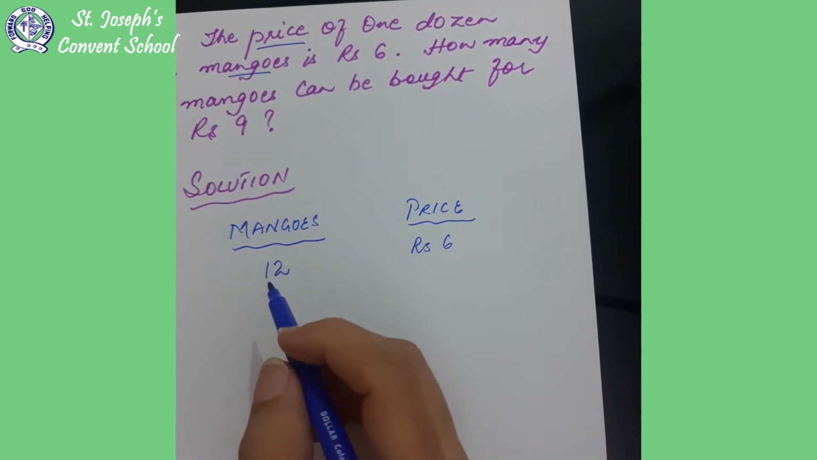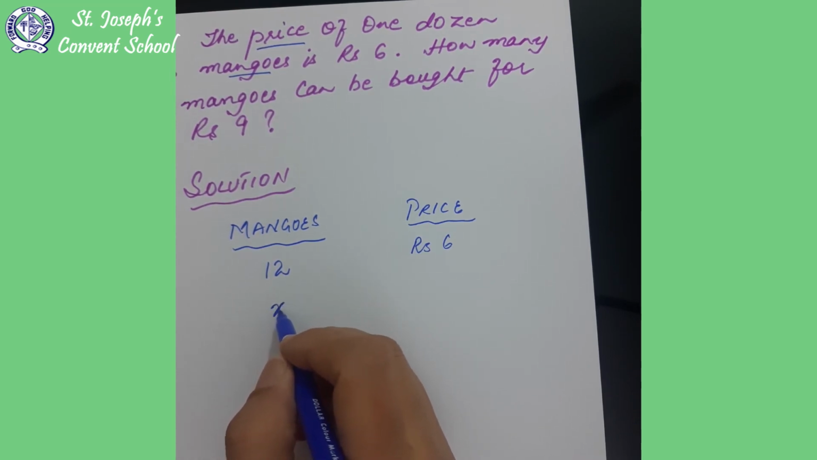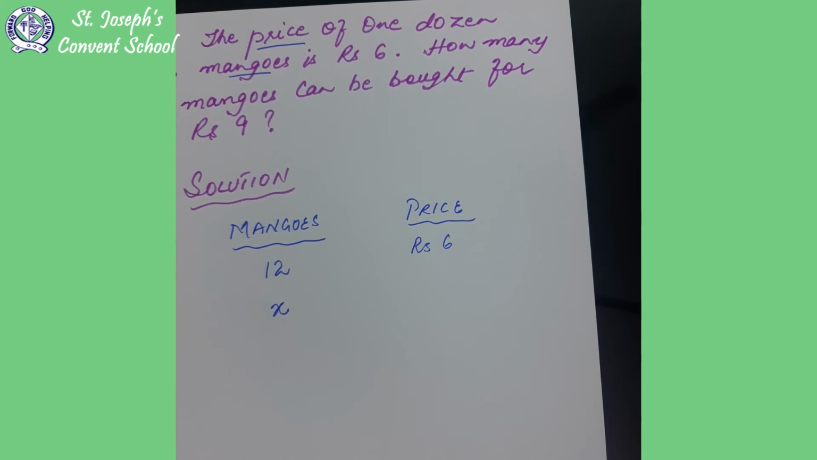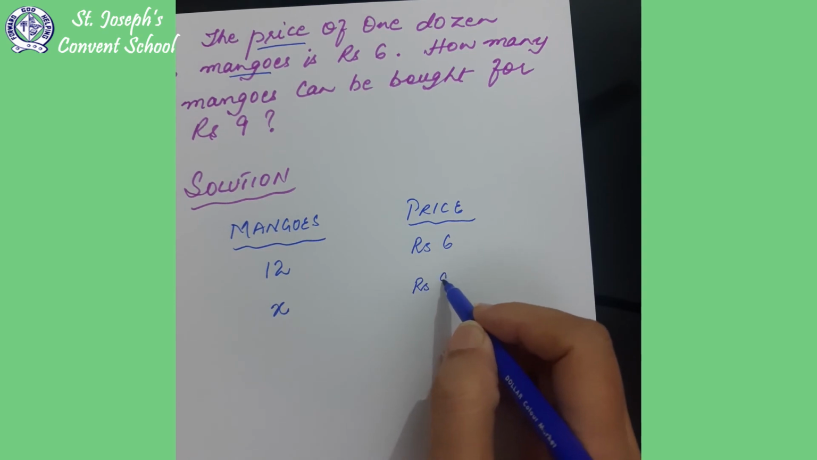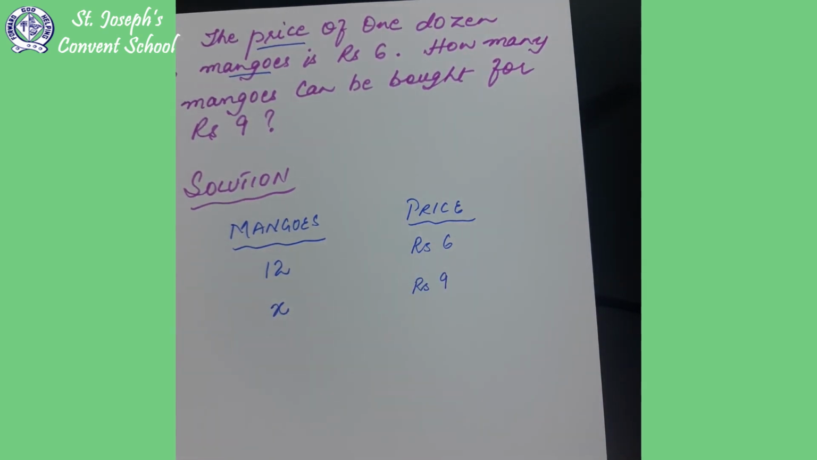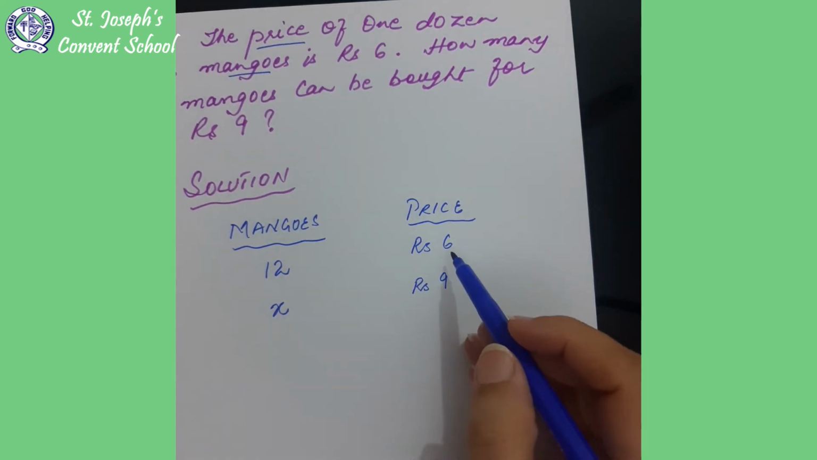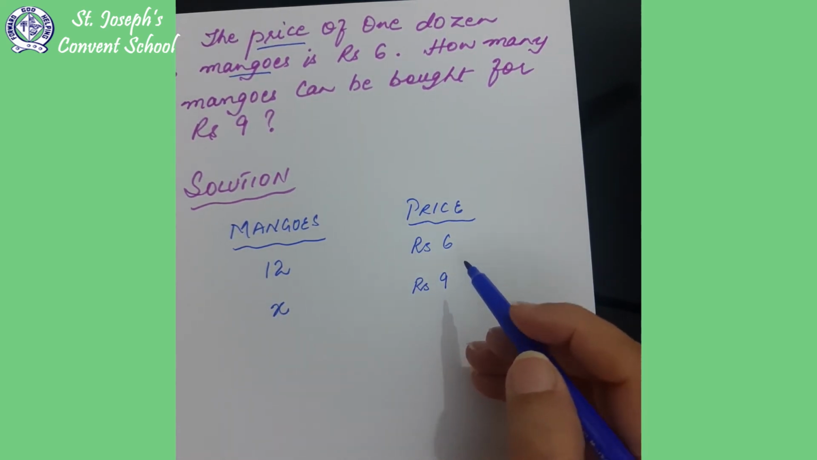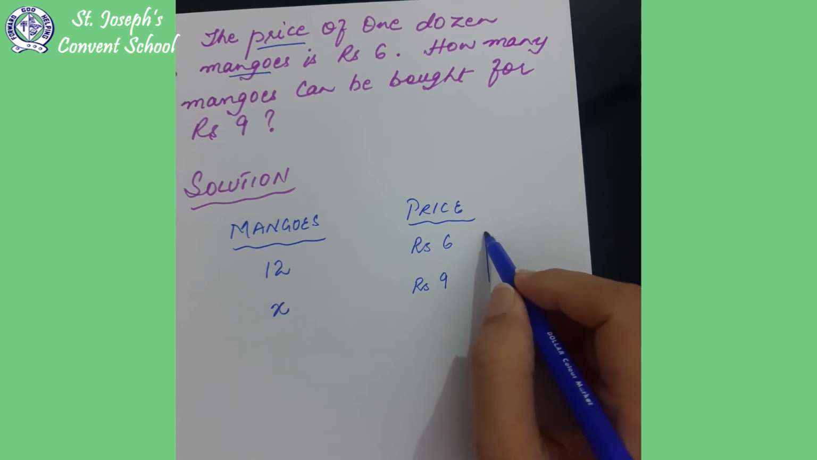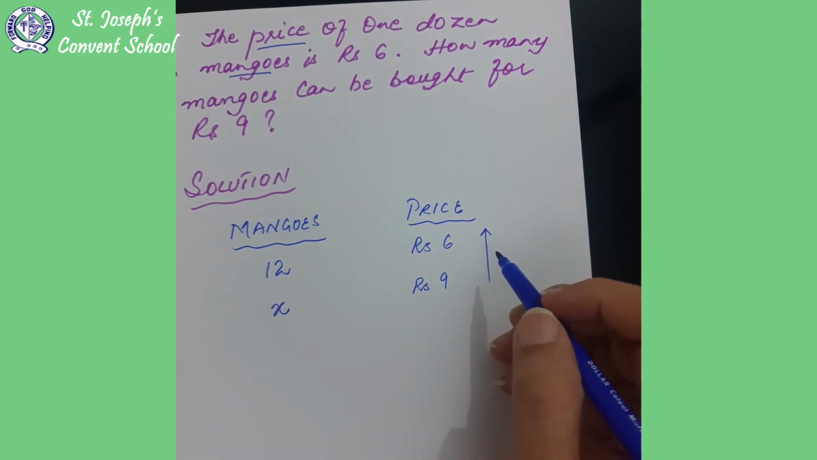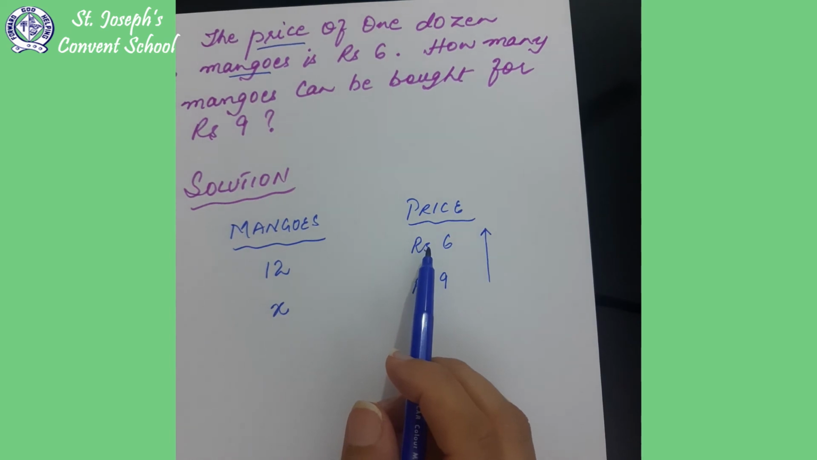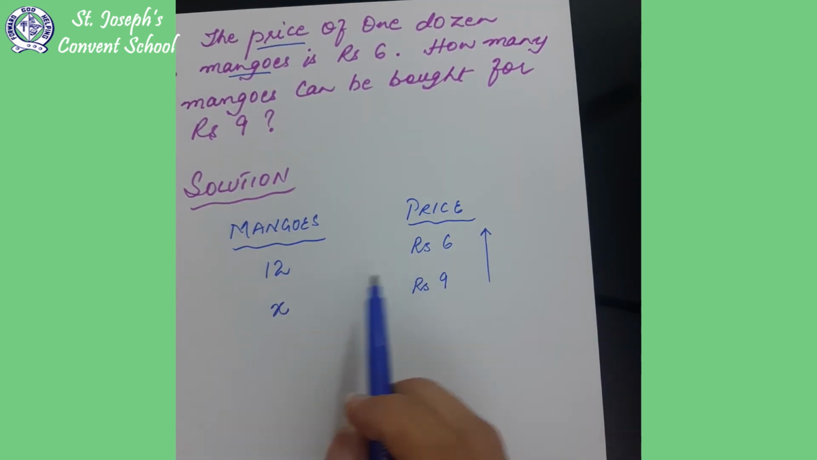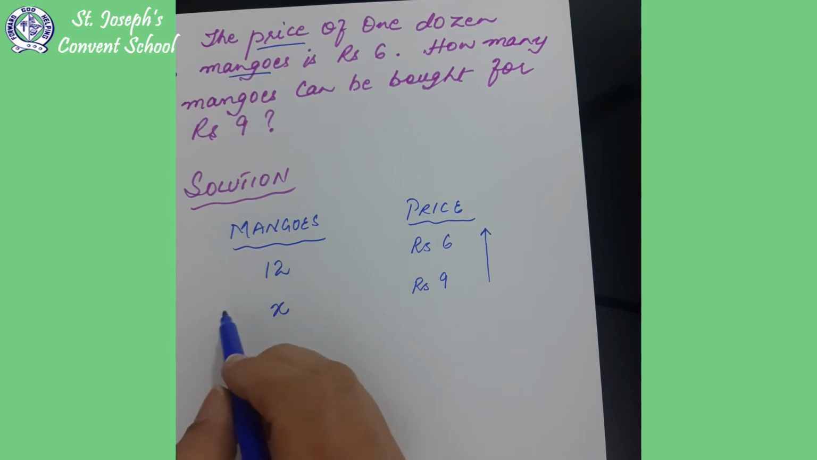How many mangoes can be bought? So X is the required mangoes. How many means X, it is unknown. Can be bought for rupees 9. So for rupees 9, how many mangoes can you bring? Now you can see that price was rupees 6 and it is increased now. So we will make an arrow in upward direction. This price is increased. So according to direct ratio, if one is increasing, other will also increase. For 6 rupees there are 12 mangoes, so for 9 rupees obviously there will be more mangoes, so this quantity will also increase. So both are increasing means this is direct ratio.